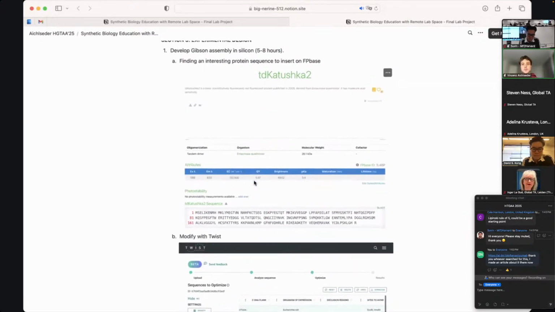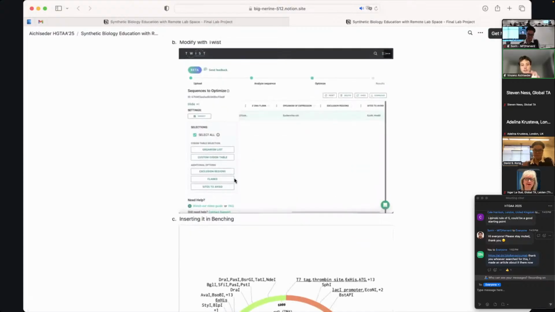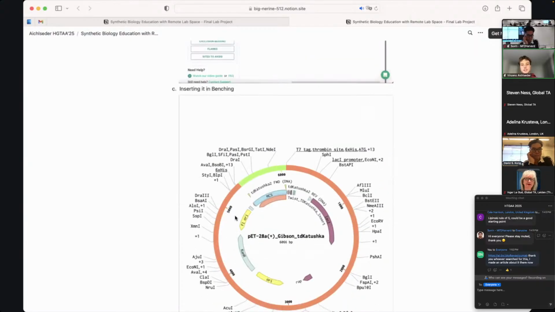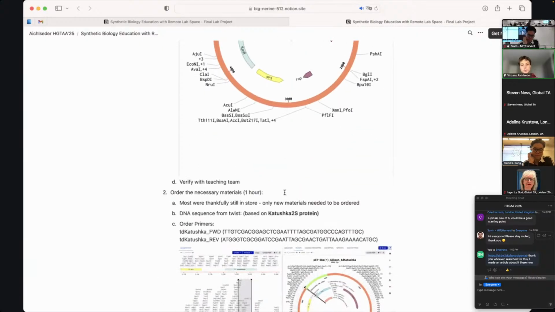I looked at a way to repurpose the existing Gibson assembly, but bring in something new. I found an interesting protein, TD Katushka, which is a very beautiful bright red protein, and modified it with twists so that we can order it from Twist. Inserted in Benchling, we can see here the forward and the backward primers as well.